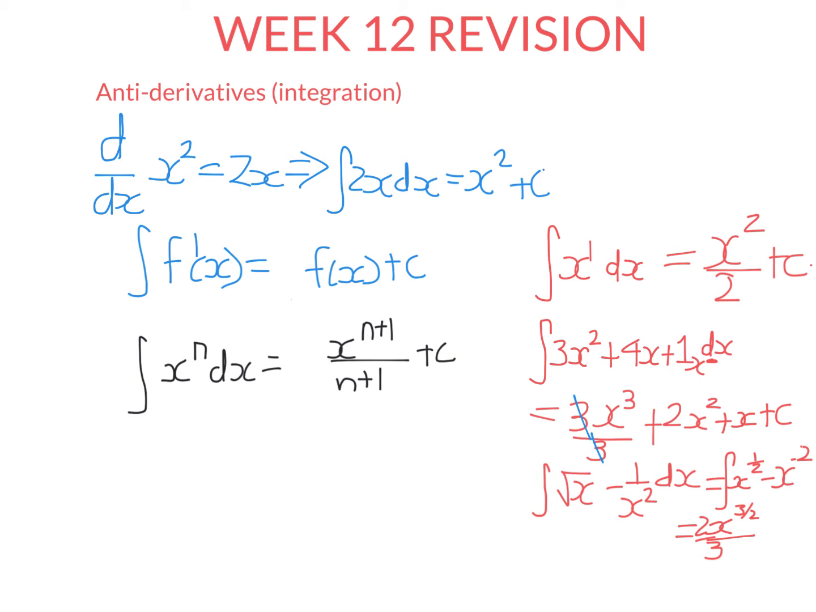Now, what's the integral of negative x to the minus 2? Well, we're going to use the same process. We're going to leave the negative 1 alone as it is. We're going to increase the power by 1 and divide by the new power.